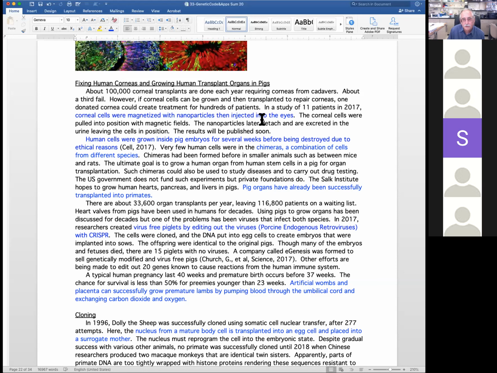So a couple years ago, they did this with 11 patients. They took fresh corneal cells, magnetized them with nanoparticles. That means that they use basically a modified gene gun, and they shot the corneal cells into the person's eyes, and then they could use the magnetic fields to adjust where the cells were. Later on, the nanoparticles just come off and come out of the body, and they're hoping that that's going to cause the regeneration of these people's corneas.